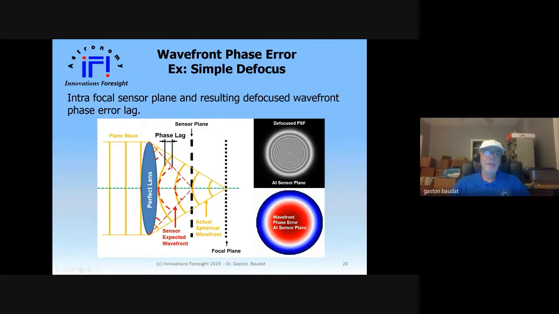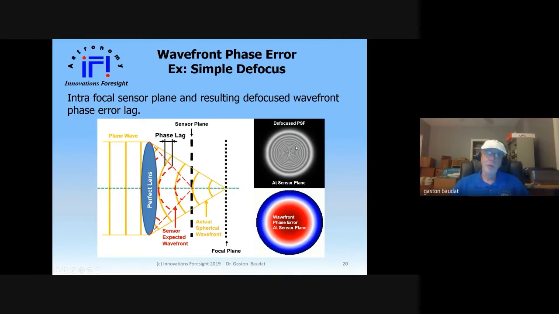Well, my expected wavefront is the red one. I expect, if I was in focus at that location, to have this kind of wavefront. But in reality, I have the yellow wavefront, which is lagging behind the red wavefront, my expected wavefront. And you see the lag is bigger and bigger the further away you go from the optical axis. That means the wavefront error, which is a phase lag, is larger and larger when you go from the center to the edge. And that's why you have those rings when you defocus.